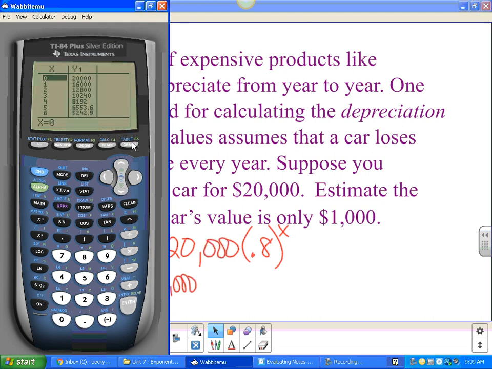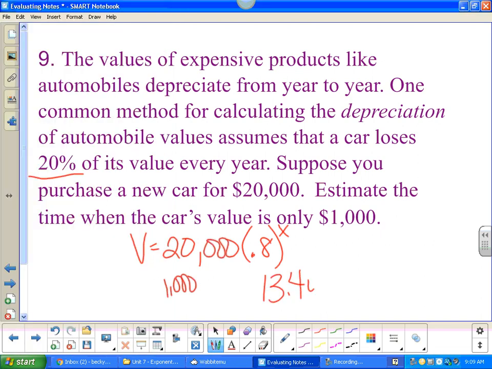Now let's go to table. Okay, so here's my $20,000, and I want to go until I hit 1,000. Okay, well, it looks like it happens just after 13. So I'm going to fine tune it. I'm going to go to my table set, and we just said it's going to happen somewhere around 13, and I'm going to change my delta table to a 0.1. So now let's see how close to 1,000 I can get. That's within $5. That's pretty good. So I'm going 13.4. 13.4 years.